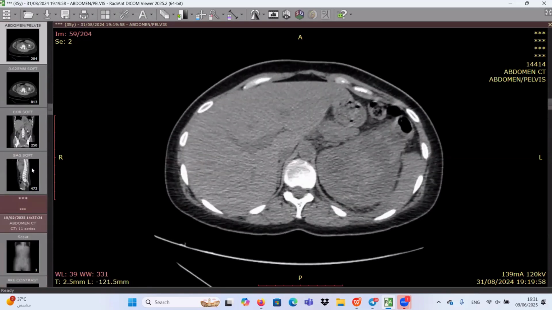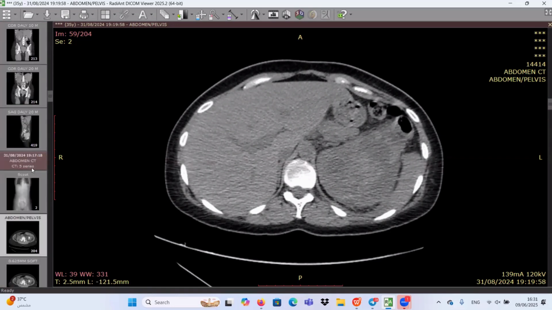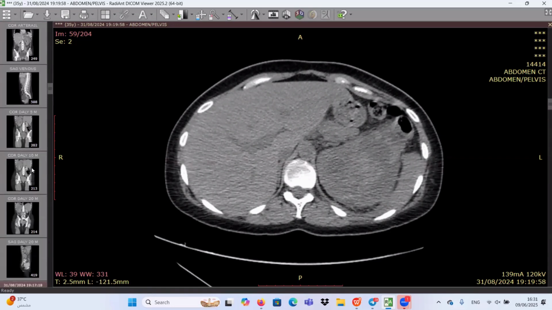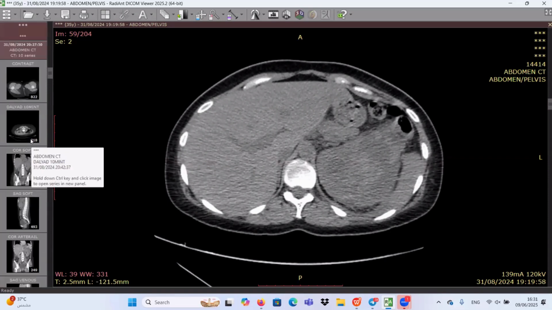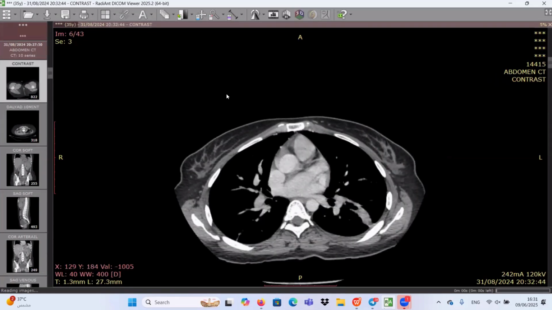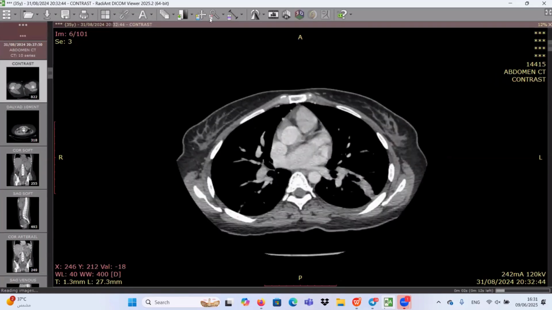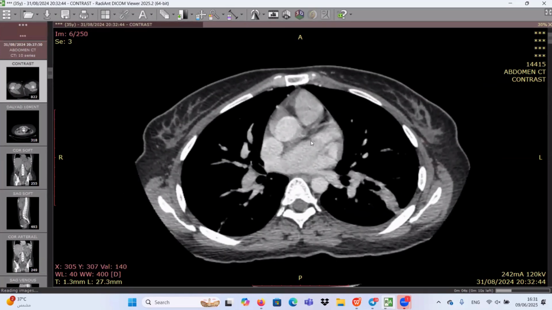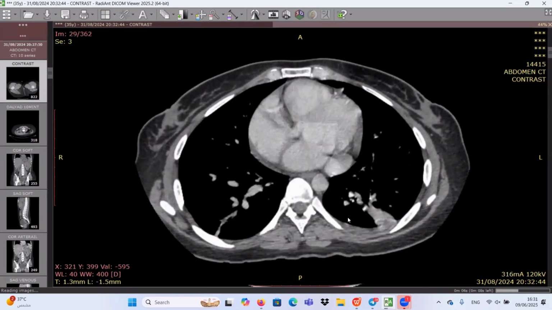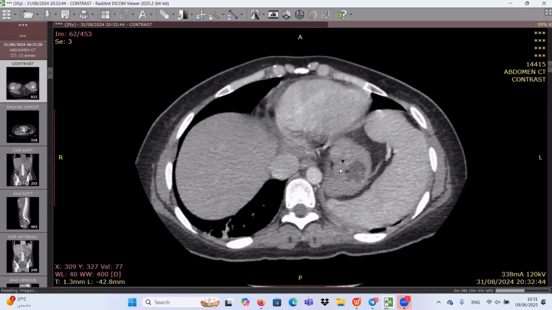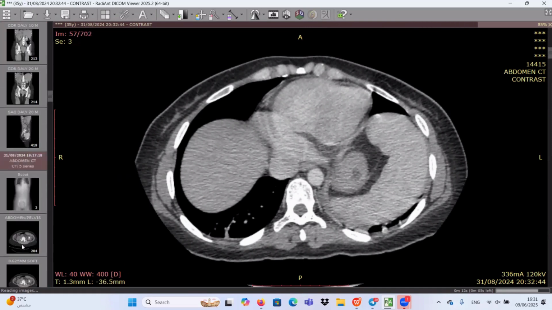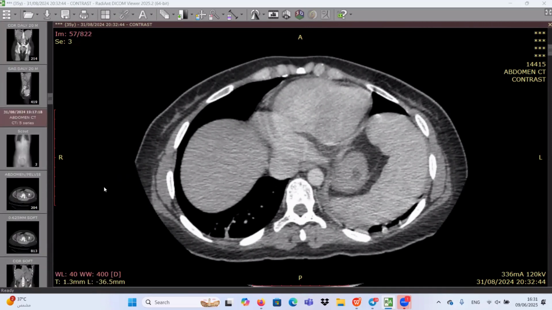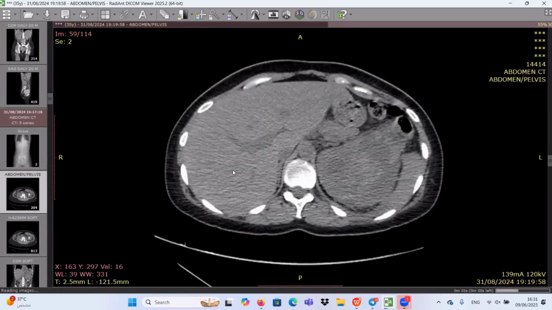Because of the coarse calcifications, enlargement of the kidney and some hypodensities, my differential could include xanthogranulomatous pyelonephritis. Xanthogranulomatous, okay. I'm sorry to jump, but I need to review the non-contrast study again.